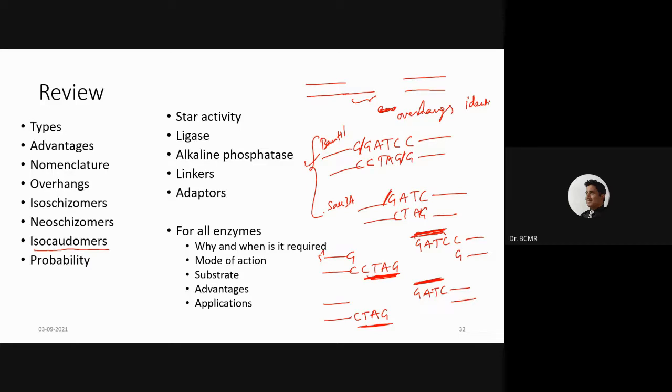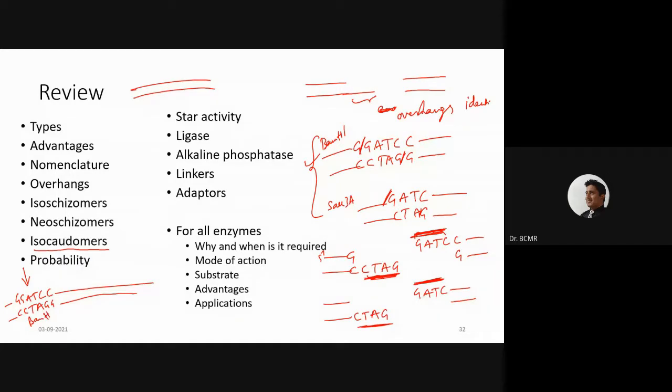And why is it important? Now, if I have a DNA that has a BamHI site, GGATCC, and say for example, this is a DNA, and I have another DNA somewhere, a gene of interest I want to clone into this site, the BamHI site.